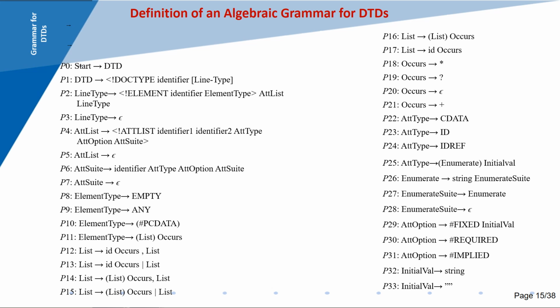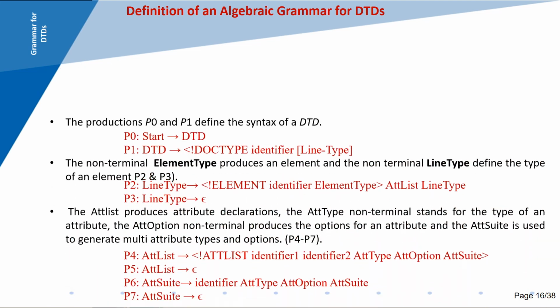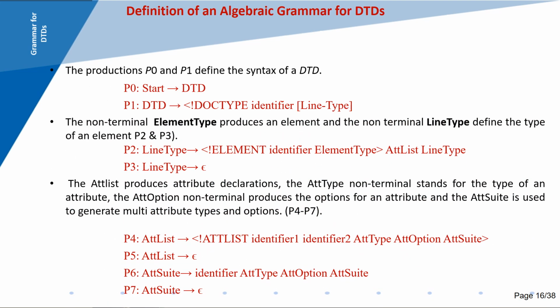Let us now define the productions of the grammar G DTD used to generate all DTDs. We define an unambiguous and non-left recursive grammar in order to be able to program it. The productions P0 and P1 define the syntax of a DTD. The productions P2 and P3 define the element and the type of element. The productions P4 to P7 produce the attribute declaration, the attribute type, and the attribute option. We use the non-terminal attribute suite to generate multi-attribute types and options.